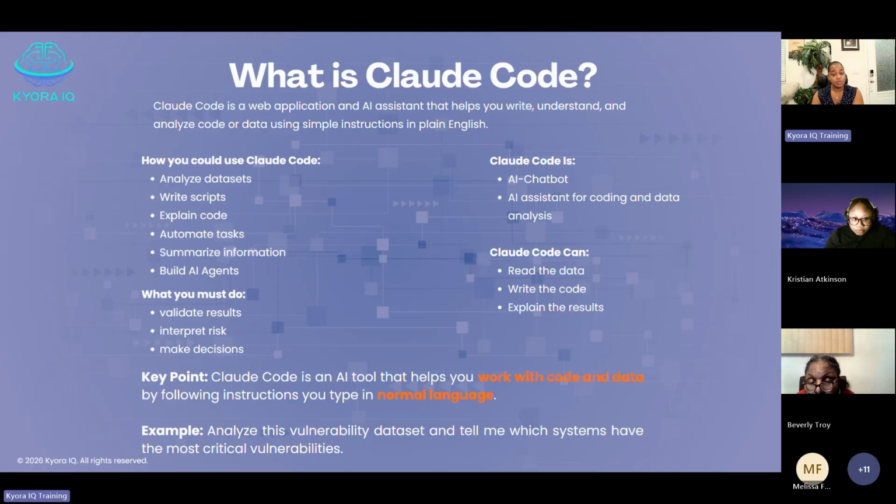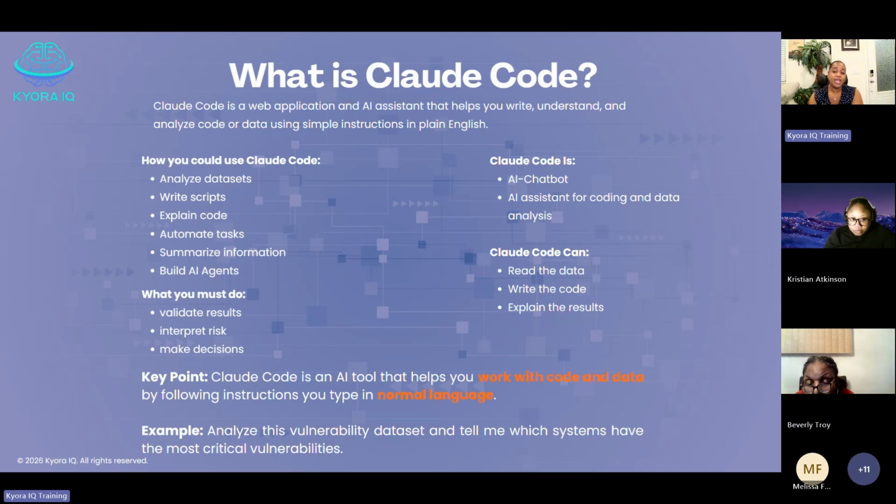So what you must do though for AI is you must validate results. You have to interpret risk and make decisions. Automation, machine learning, it cannot own the risk, right? So that's the purpose of the information system security officer class. An ISO owns the risk, no matter what. That cannot be put in a machine's hands.